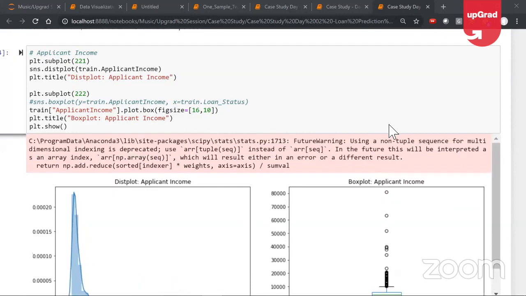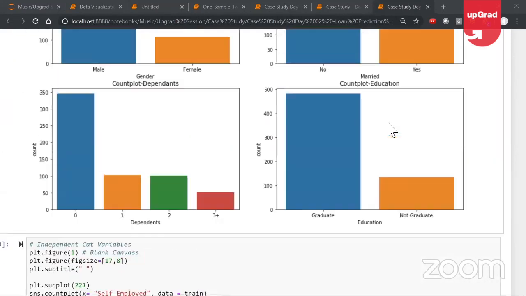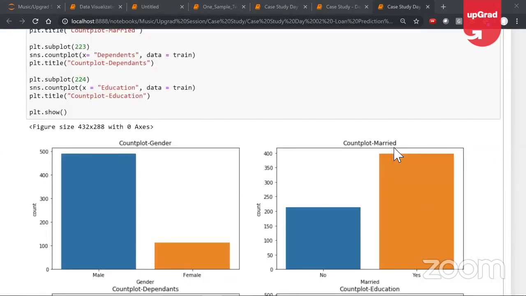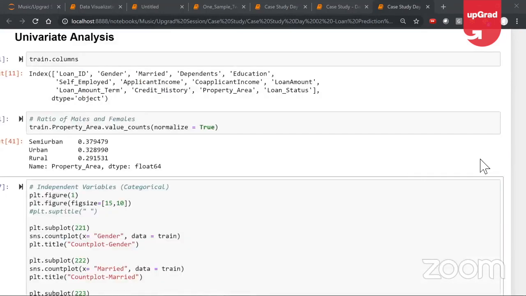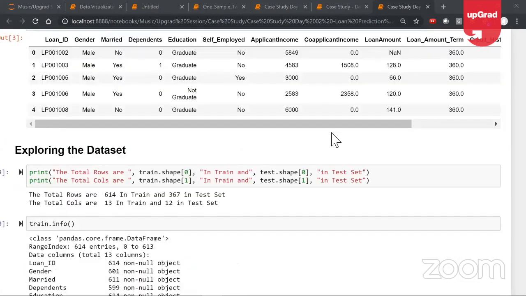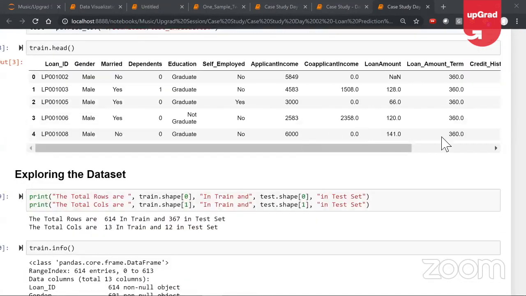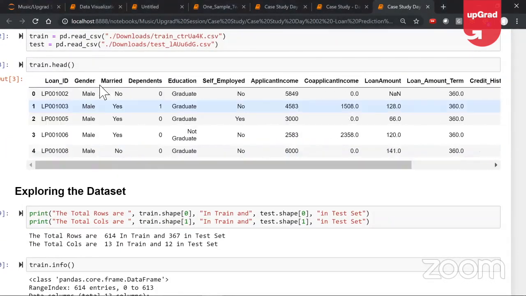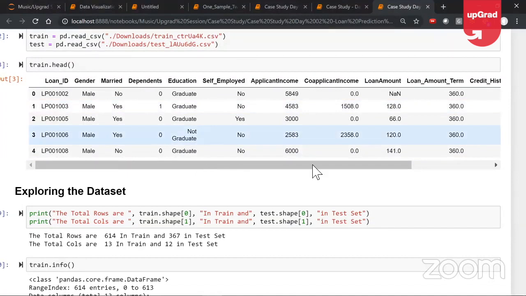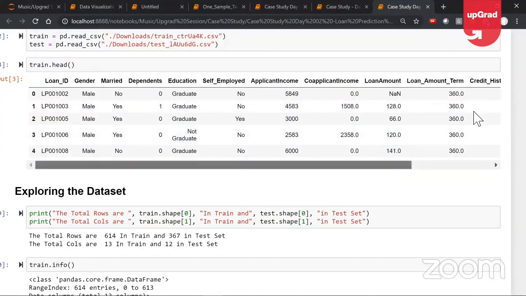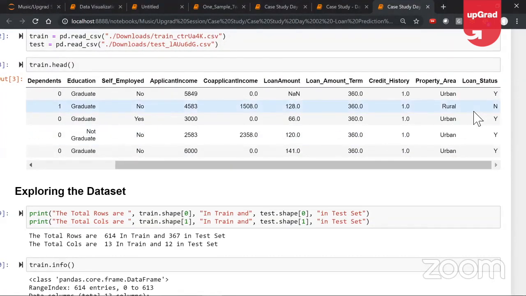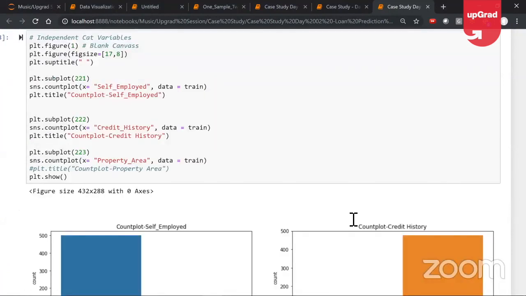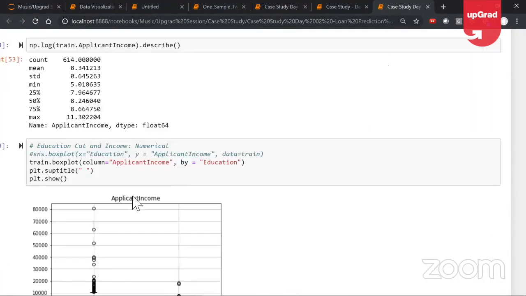What is the final outcome of this particular project? The final outcome is when a new data is given to me, when a new loan applicant comes into my system, and on the basis of the different parameters, like let's say loan ID, gender, married, dependents, education, self-employed, on the basis of that, I can actually predict whether the loan status is yes or no. That is basically the idea that we are trying to make. All right. So moving on, applicant income, very interesting.